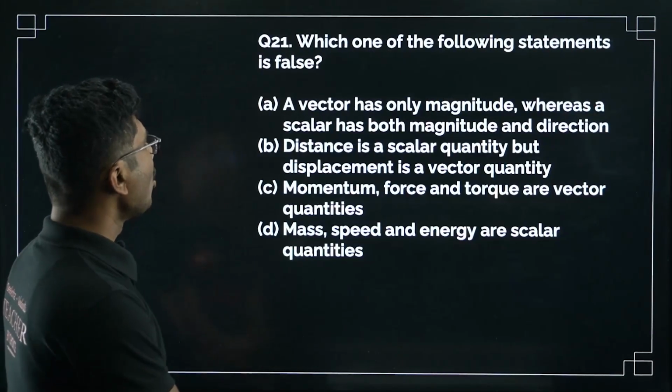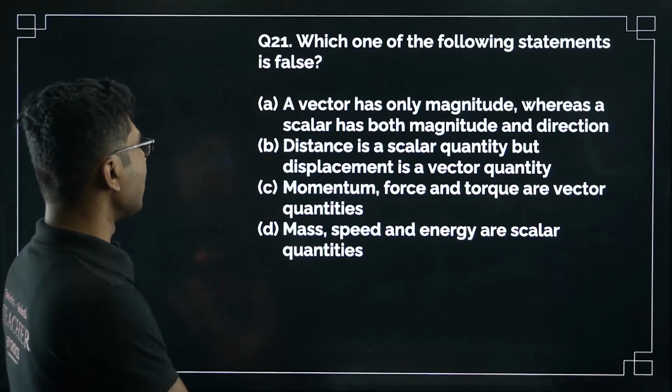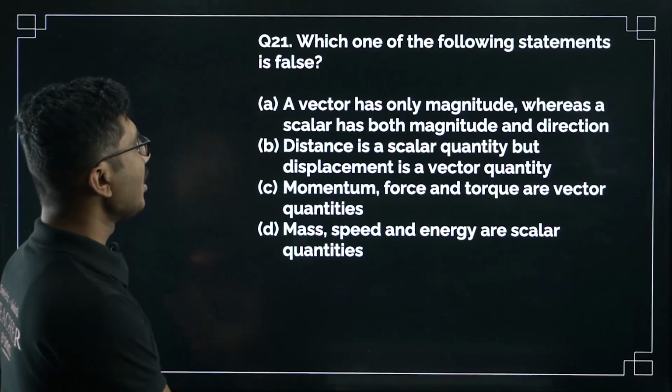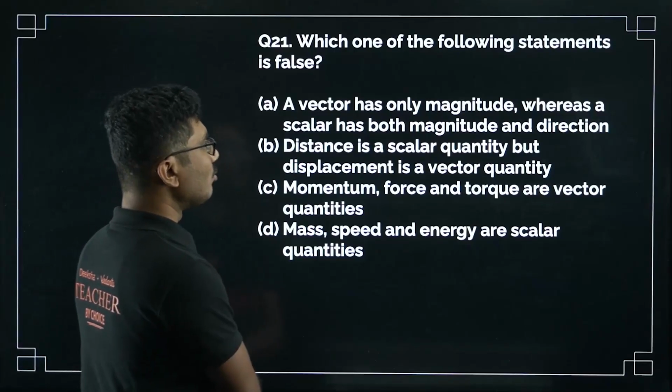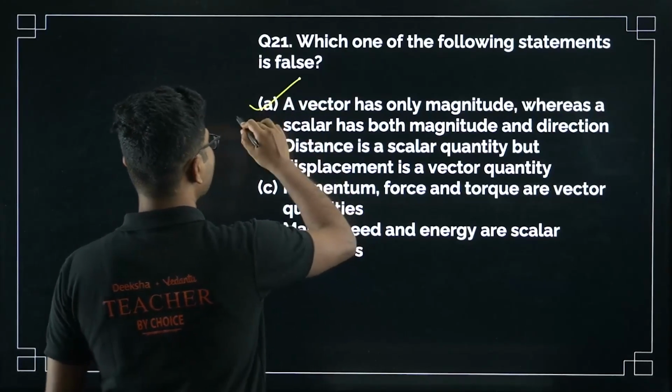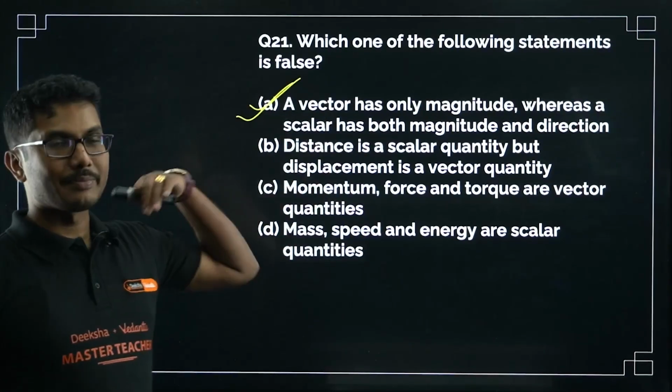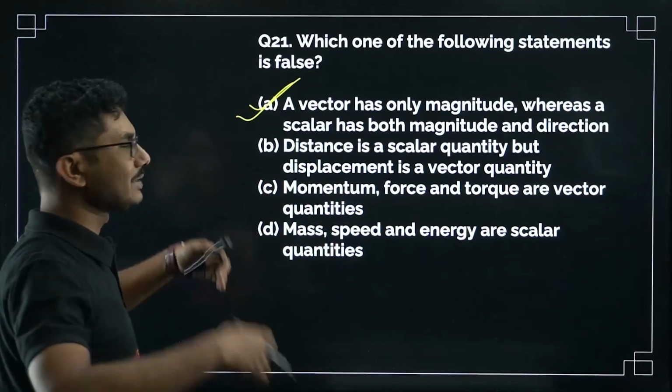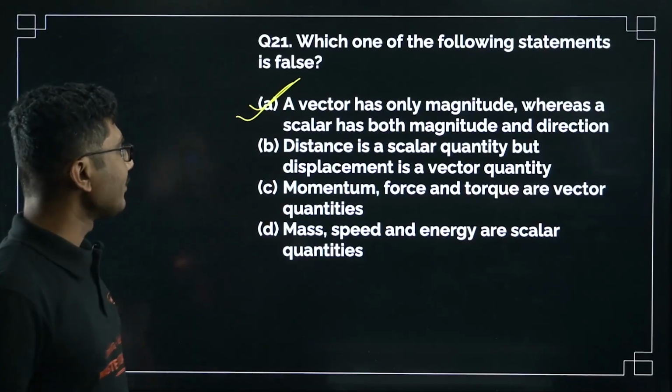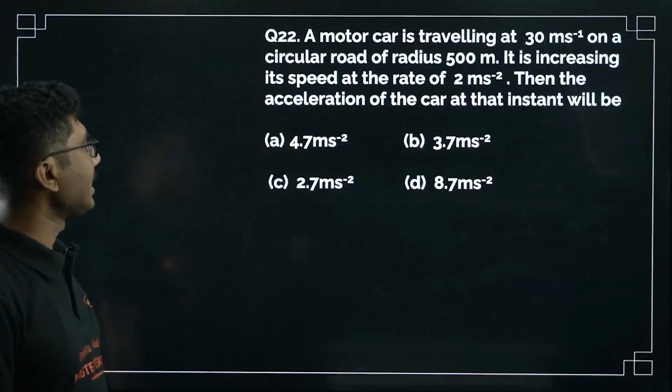Next, which one of the following statements is false? A vector has only magnitude, whereas the scalar has both magnitude and direction. So the first statement itself is false. Vector has magnitude as well as direction, but scalar has only magnitude. So we are not looking further. You can check the other options as well.